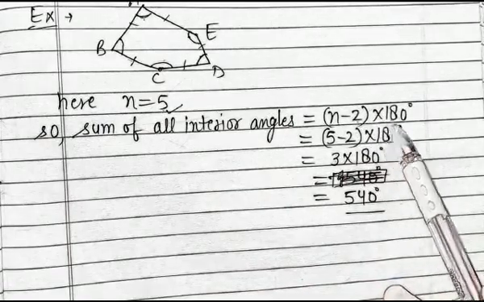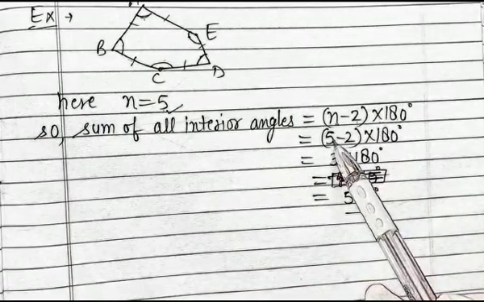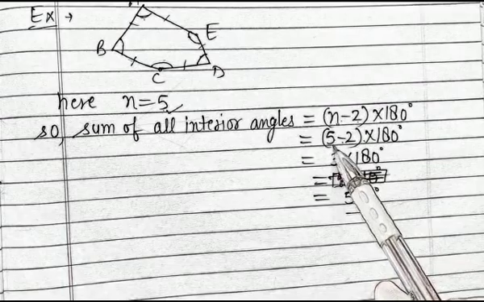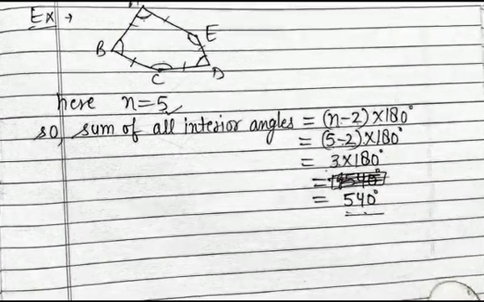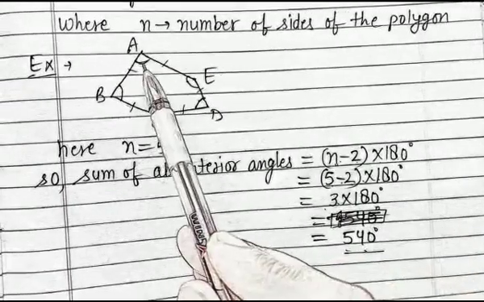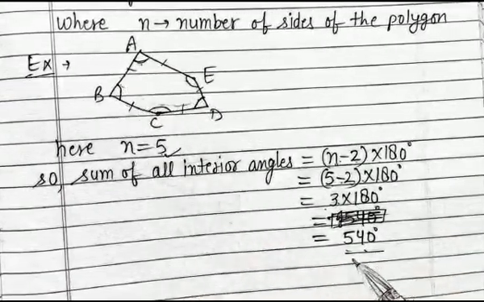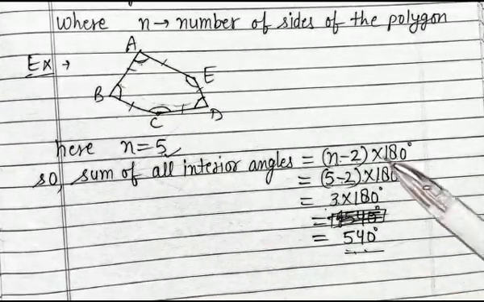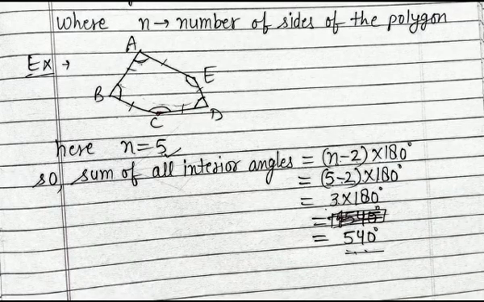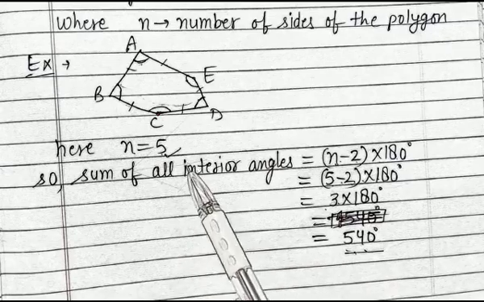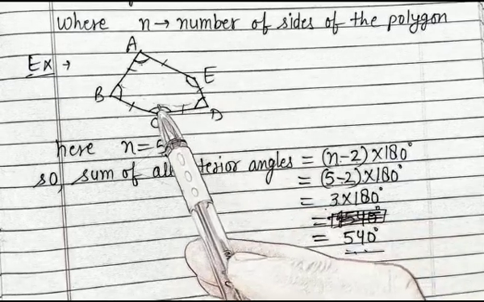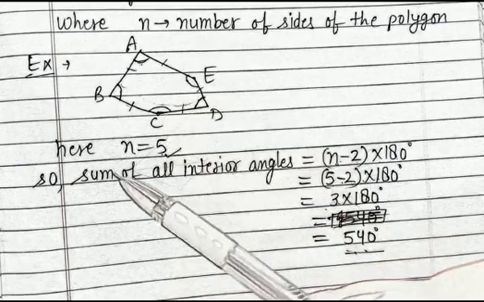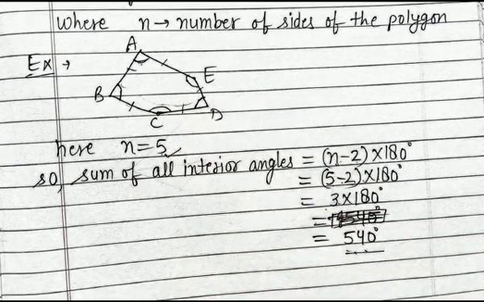So n minus 2 into 180. In place of n we will put 5. 5 minus 2 into 180. 5 minus 2 is 3. 3 into 180 will give you 540. So we can say the sum of all these 5 interior angles will be 540 degree. Similarly you can find for other polygons. In different polygons the ASP will be different. In 5-sided polygon 540, in 4-sided polygon there will be some other number.